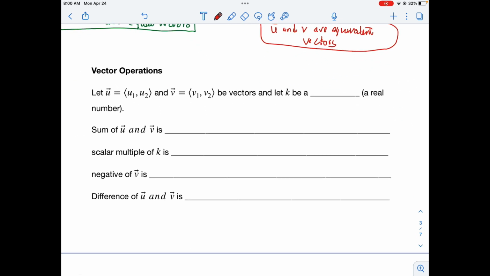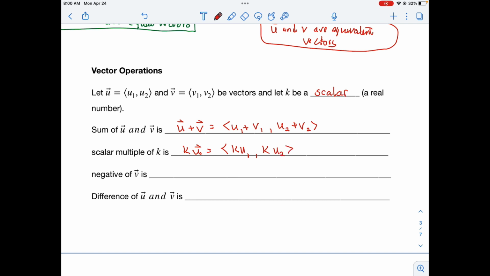So now that we know a little bit about vectors, let's talk about some vector operations. So I'm defining vectors u and v as above, and k is just a scalar. That means a number. And so if I want to take vector u plus vector v, I take the x-coordinate of vector u plus the x-coordinate of vector v, comma, the y-coordinate of vector u plus the y-coordinate of vector v, or the second coordinate. And then that would be my answer. So if I wanted to multiply a number times a vector, I can just distribute that number to each component of the vector. So that would be k times u1, comma, k times u2.